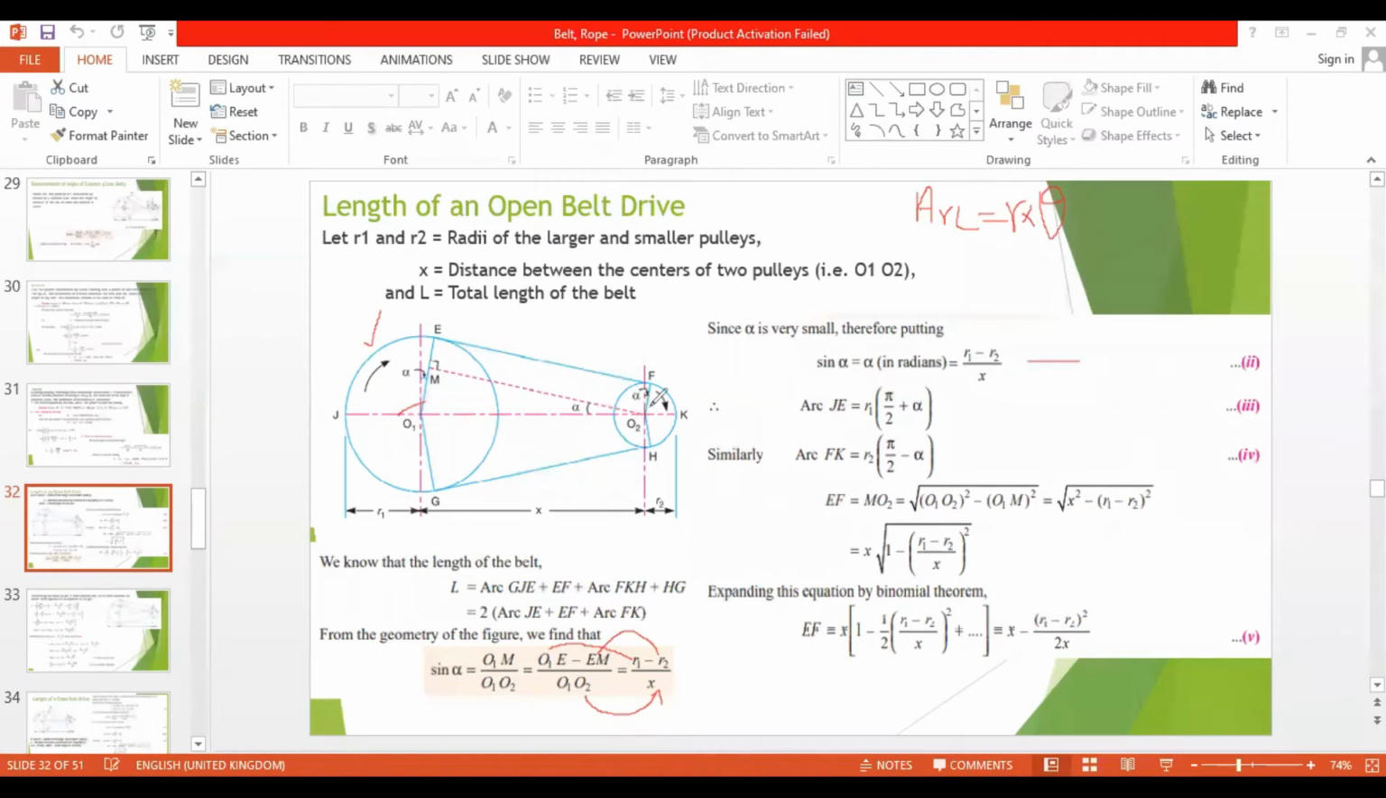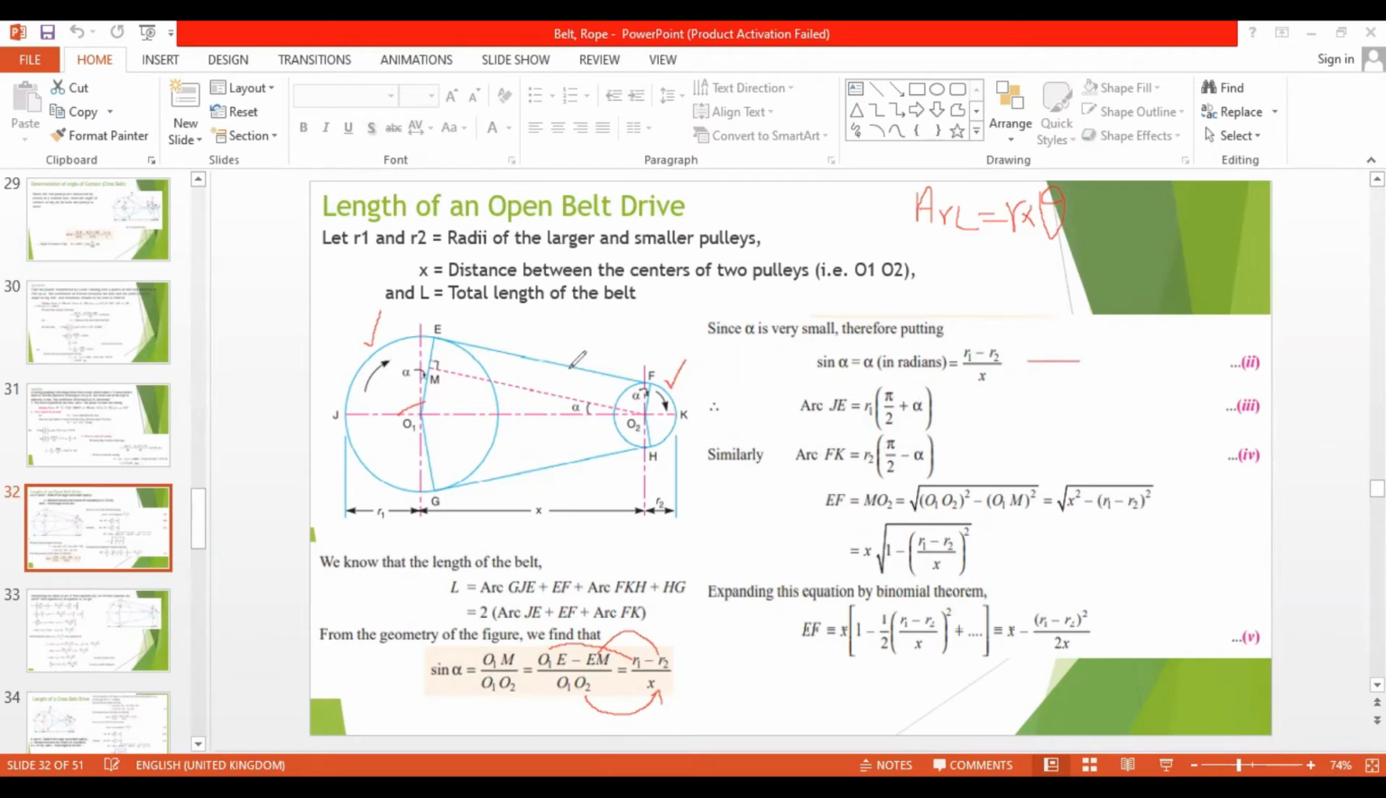Similarly for arc FK, it is the radius into this angle. The total angle is 90, and subtracting alpha from it gives 90 minus alpha. So arc FK is R2 into pi by 2 minus alpha, the angle subtended by this arc. Now we have found the length of FK also.